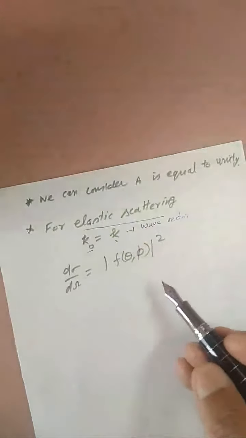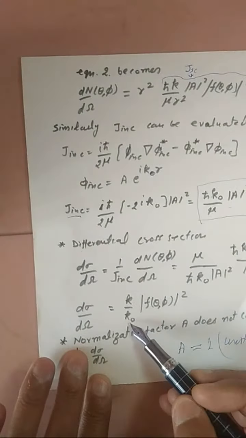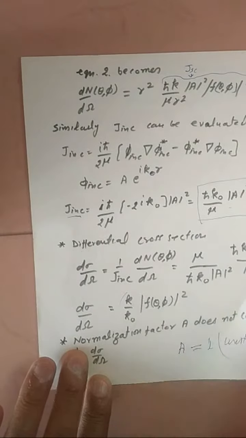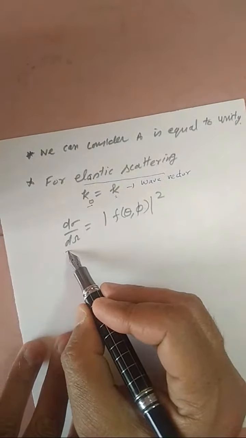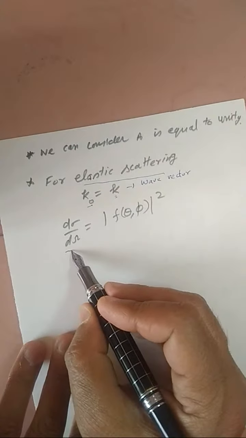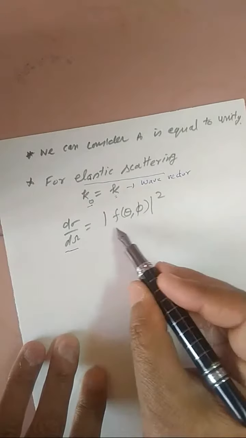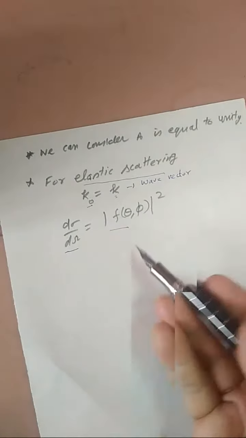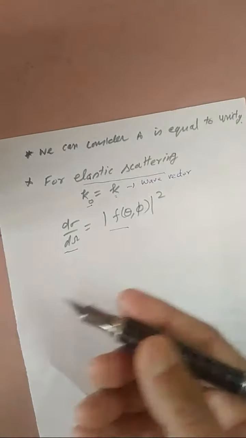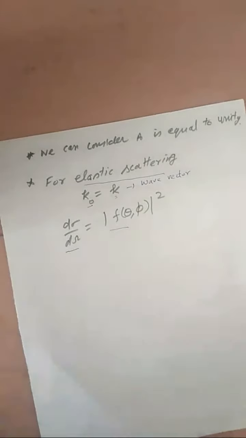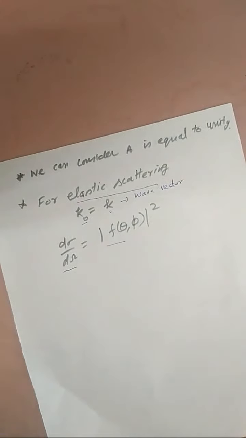If they are equal for elastic scattering, so on substituting, because k is equal to k naught, this quantity comes out to be unity. And if it is unity, then the differential cross section is equal to the square of the scattering amplitude. So this is the relation which is true for elastic scattering. This is all about the relation.